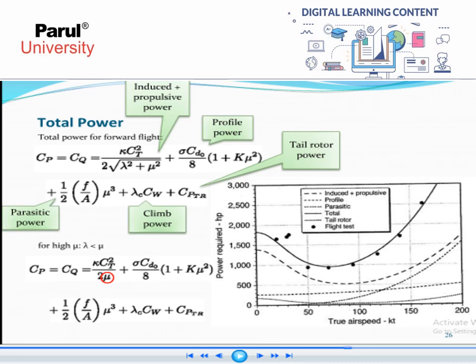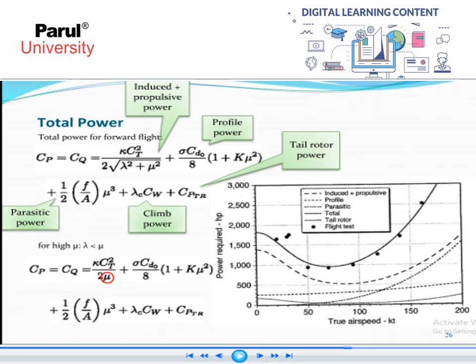Now the y axis represents the power required in HP, and the x axis represents the true airspeed in KT. The continuous line is the total power, and the dotted lines are the induced or propulsive power, profile power, parasite power, and tail rotor power. This black point is nothing but flight test. At different conditions we are considering flight test.